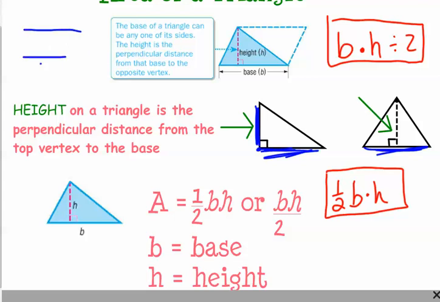This is parallel, but this is perpendicular, okay? Perpendicular forms a right angle, okay? So those are my two formulas. I think this is going to be the easiest one for you to use: base times height, and then divide by 2. So let's do a couple of examples, okay?